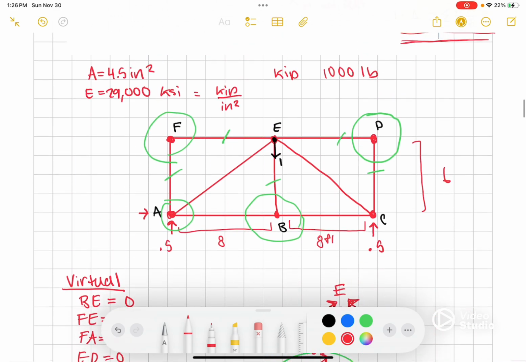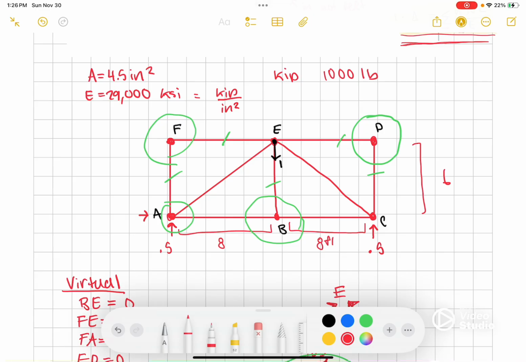Okay, so that's our virtual member solved. It's not exactly simple or easy. Well, I think it's a simple process. We all know how to solve trusses. It's not quick and easy, but I think you all are capable of solving a truss. And so now we just have to solve our real truss.